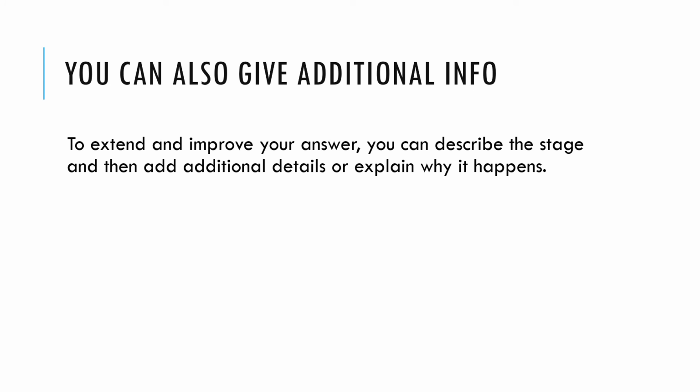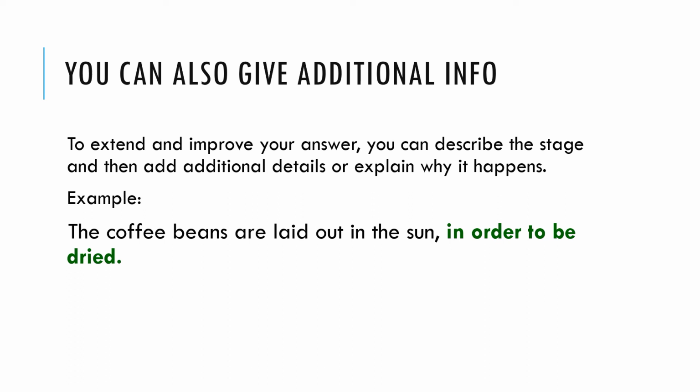150 words about. So it's important that you can extend and improve your answer, and to do this you can do this by adding additional information to explain why it happens. So for example, the coffee beans are laid out in the sun in order to be dried. So we're giving the reason why. This also gives us a chance to use relative clauses. We can use where, when, in different stages of the process. This shows our grammatical variety as well.